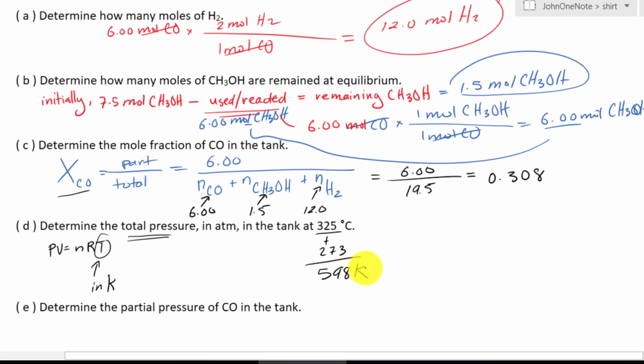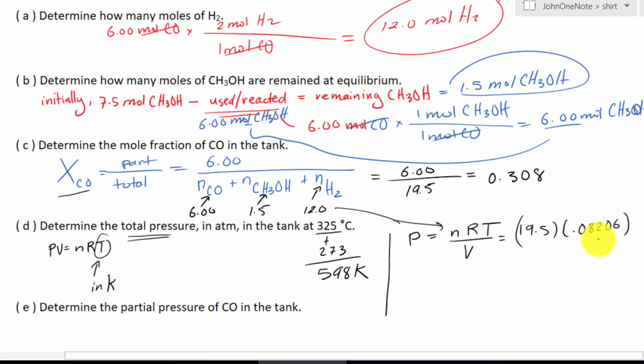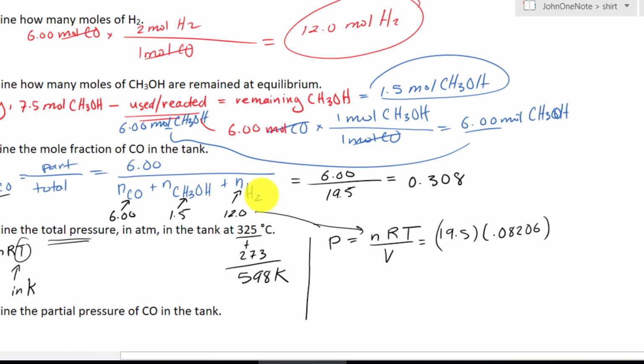So let's plug this in. In this case, we're solving for pressure, right? So PV equal to nRT, which means P is equal to nRT divided by V. And we know our total moles is right here. This is our total moles, so that is 19.5. And the R constant we mentioned before is 0.08206. And what is our temperature in this case? It must be in Kelvin.